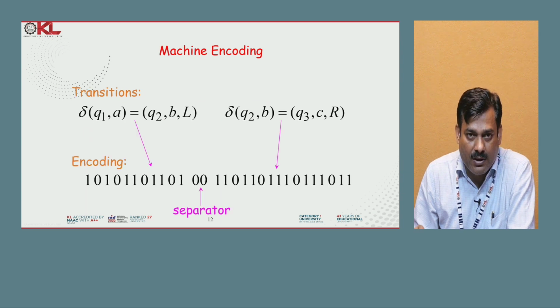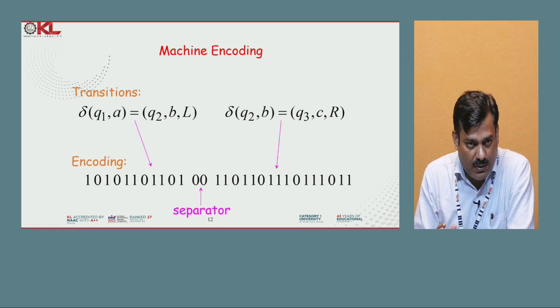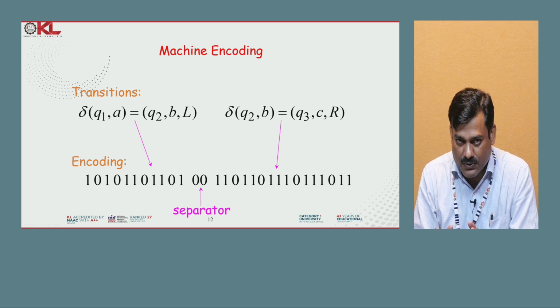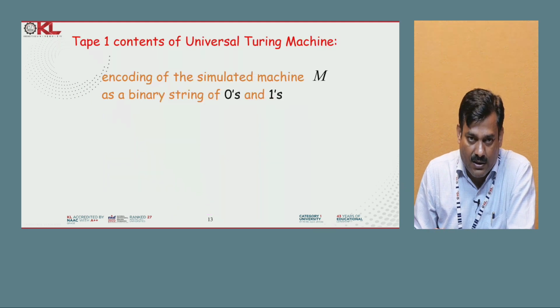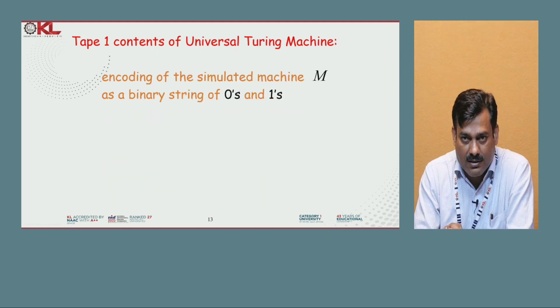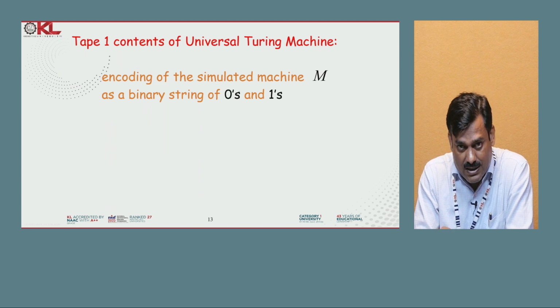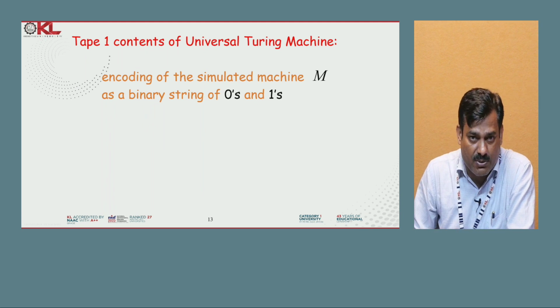Now if we have more than one transition function, we will encode all the transition functions and combine them by using the separator 0 0. In this example, we can see we have two transition functions, and 0 0 is used as a separator to combine these two transition functions. That means tape 1 contains the encoded Turing machine M as a string of 0 and 1, and we can simulate this Turing machine M on the universal Turing machine.